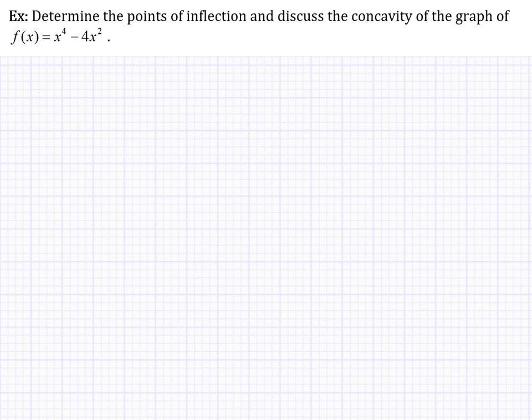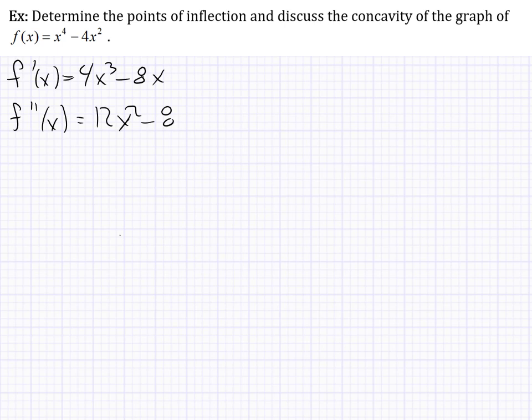Now the nice thing about this one is the derivative as well as the second derivative are very easy to find, being that it's a polynomial. So we find f prime, and we're going to get 4x cubed minus 8x. We find f double prime, and we're going to get 12x squared minus 8.